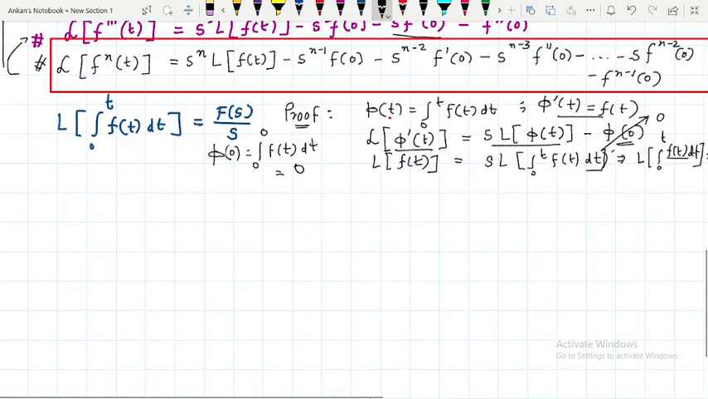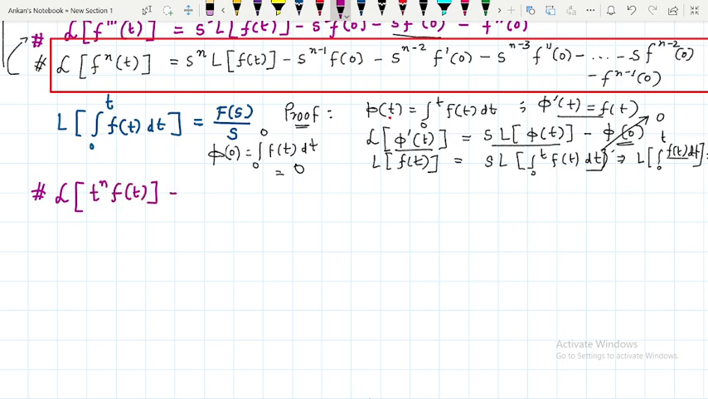Next is a more interesting formula, which is very often used: the Laplace transform of t to the power n times f(t). What does it give? Minus 1 to the power n, d^n by ds^n of F(s), where F(s) is the Laplace transform of the function. How can you prove this? Proof.